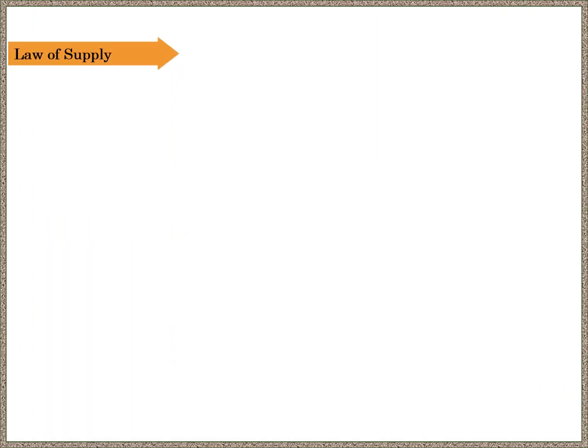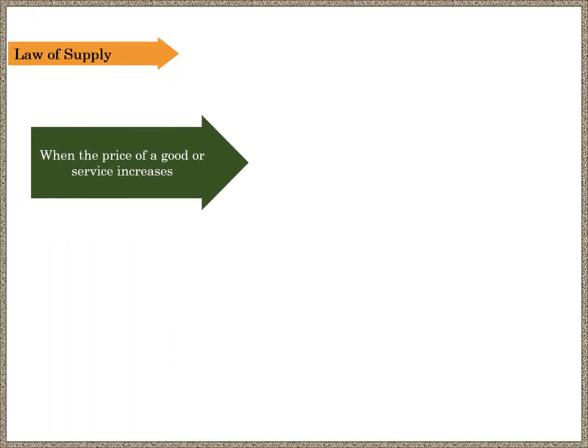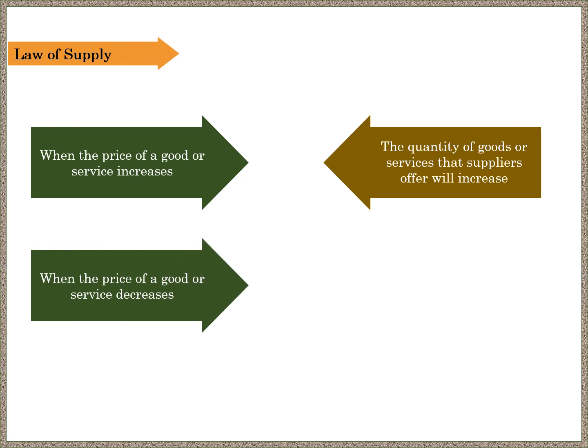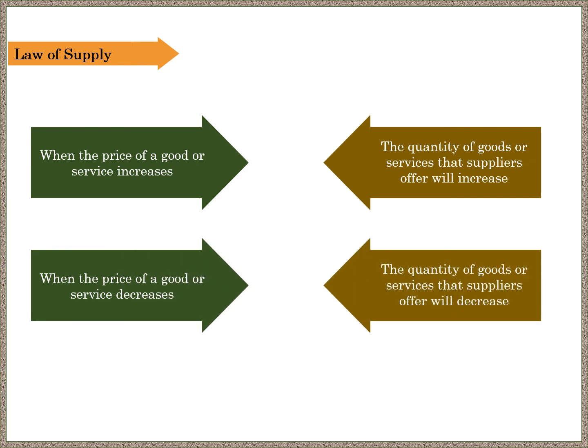Let us now discuss law of supply. The law of supply states when the price of a good or service increases, the quantity of goods or services that suppliers offer will increase. And when the price of a good or service decreases, the quantity of goods or services that suppliers offer will decrease.